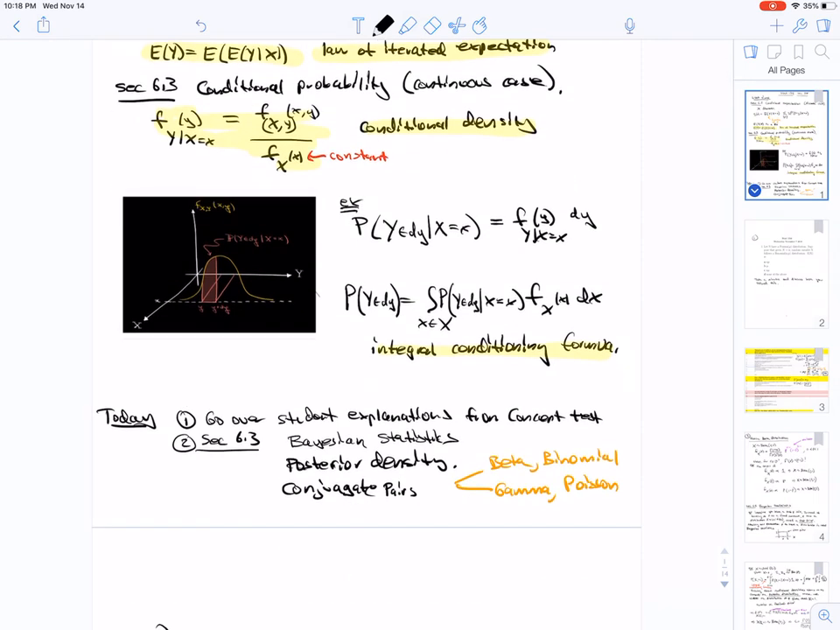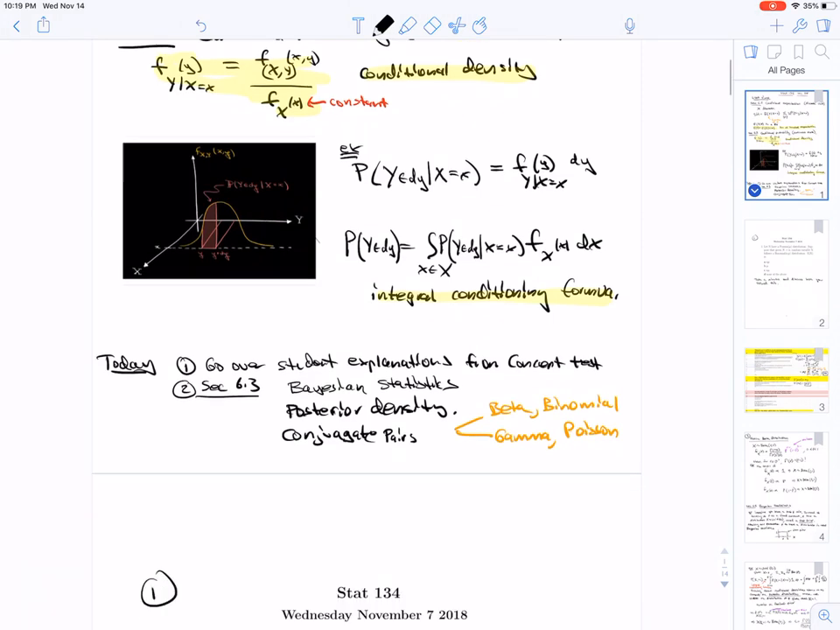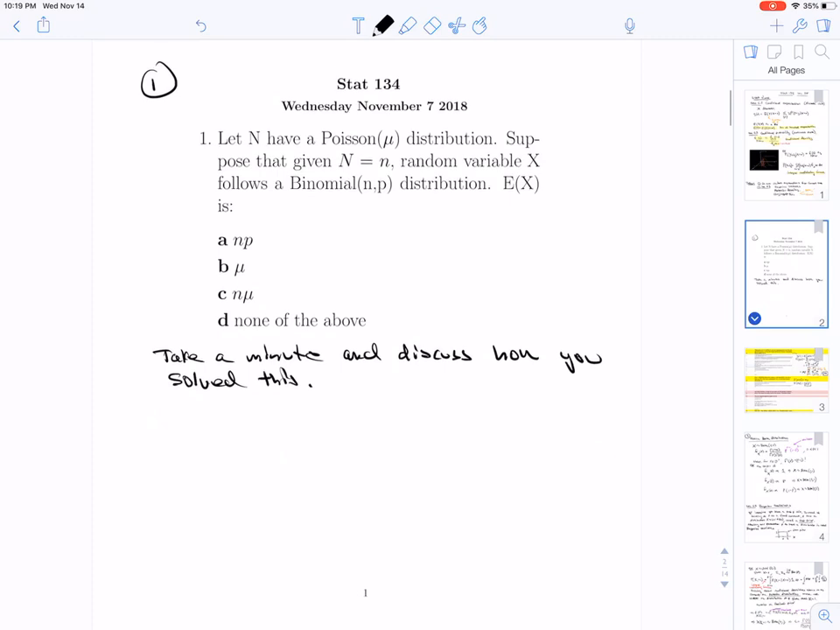So today we're going to go over student explanations from the concept test that we did last Wednesday, and then we're going to discuss section 6.3. We're going to finish 6.3, discussing Bayesian statistics, the posterior density, and conjugate pairs, in particular beta binomial and gamma Poisson. So I asked you guys to get your head back into the concept test that we did last time.